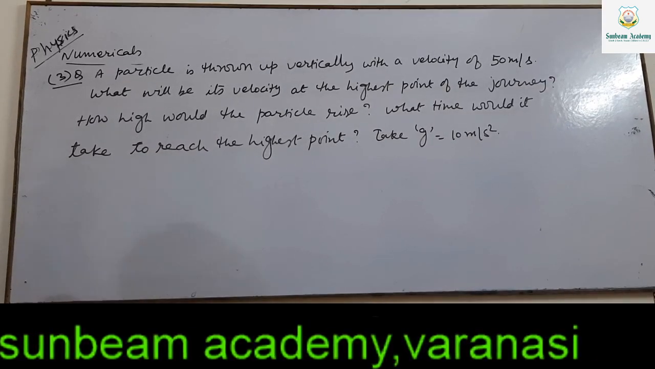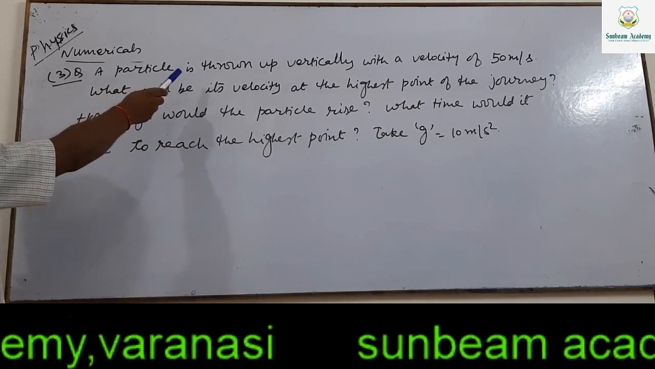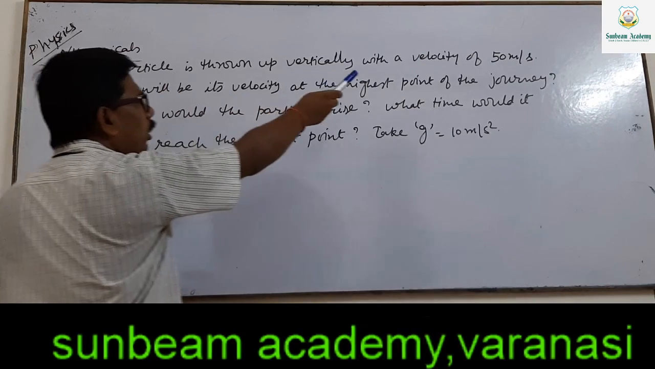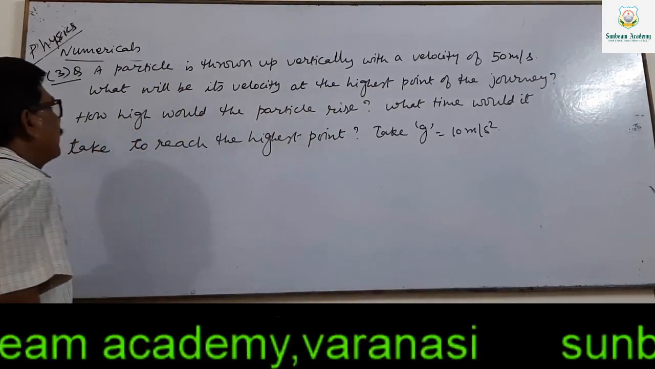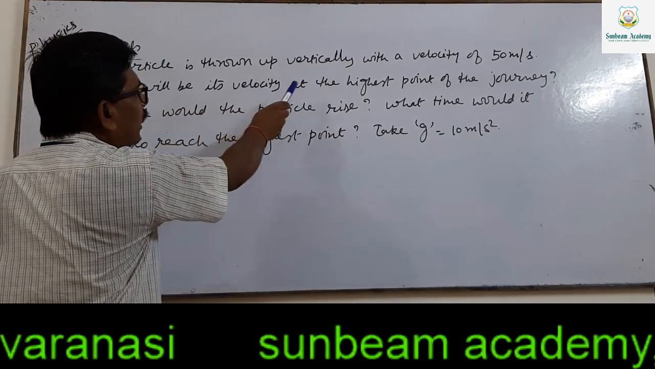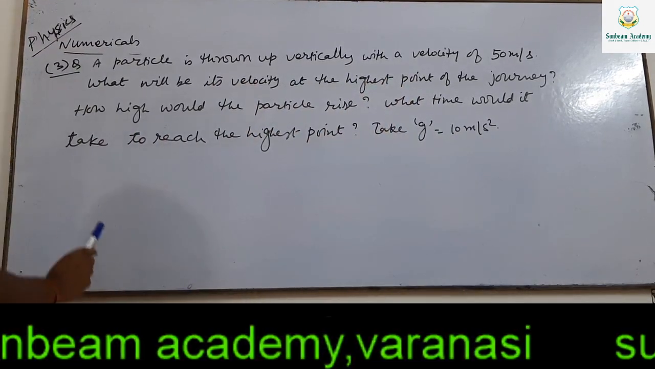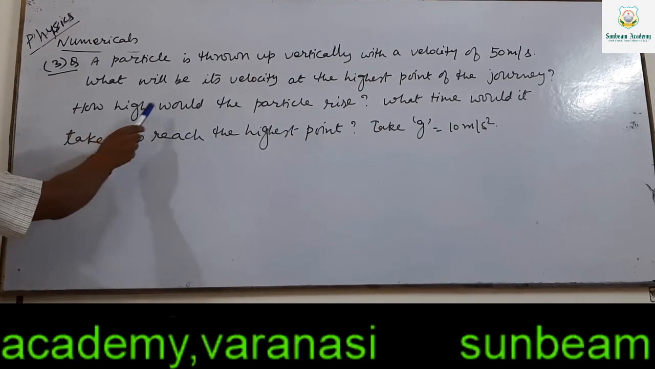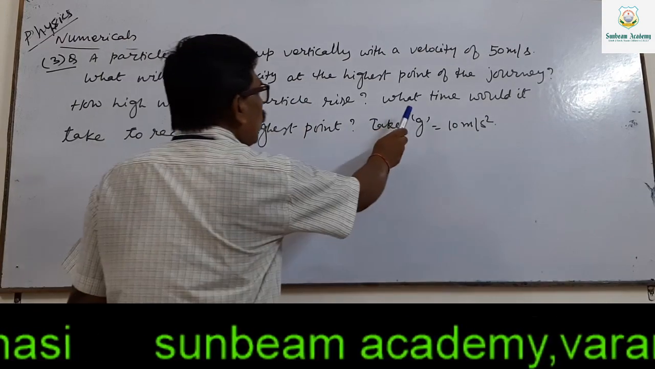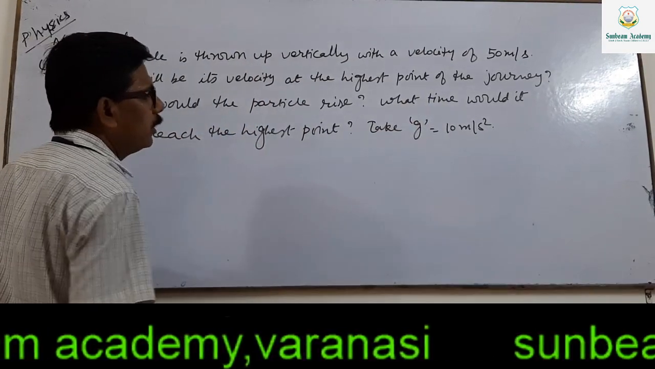Now see, the next numerical is given here. A particle is thrown up vertically with a velocity of 50 meter per second. What will be its velocity at the highest point of the journey? That is the first question. The second question: how high would the particle rise? And the third part is, what time would it take to reach the highest point?